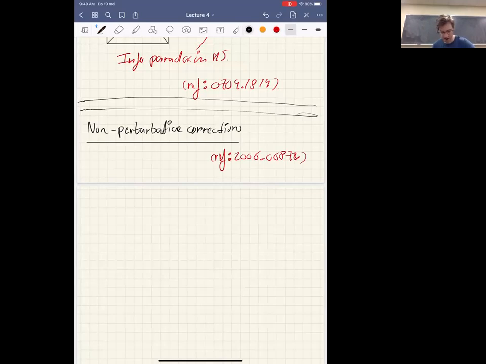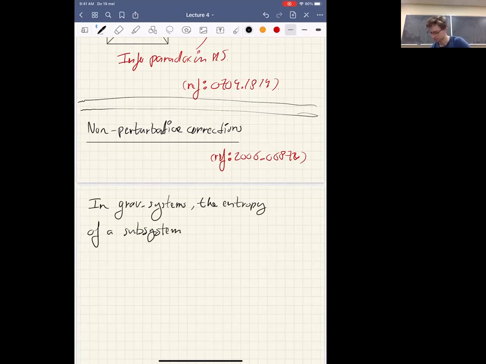is that when you're computing the entropy in gravitational systems, then the von Neumann entropy formula that we used in order to generate this information paradox actually receives corrections. In particular, when we think of a gravitational system, if we want to compute the entropy of a subsystem, it receives corrections. And let me show you how those look.